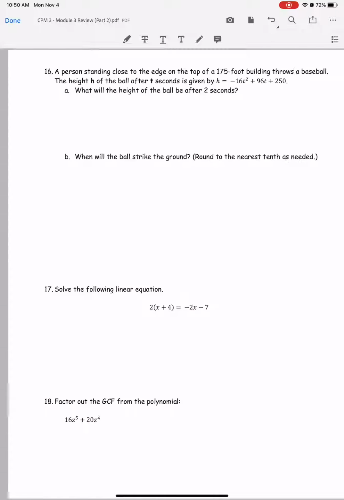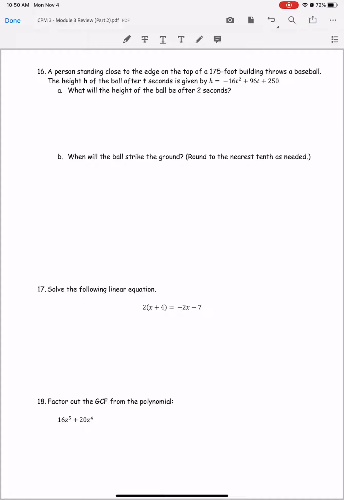Last page. A person is standing close to the edge of the top of a 170-foot building, throws a baseball. The height h of a ball after t seconds is given by that function. What is the height of the ball after 2 seconds?